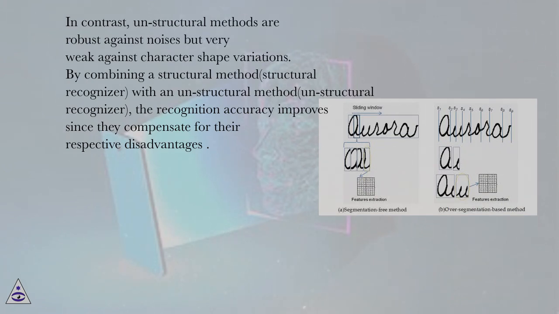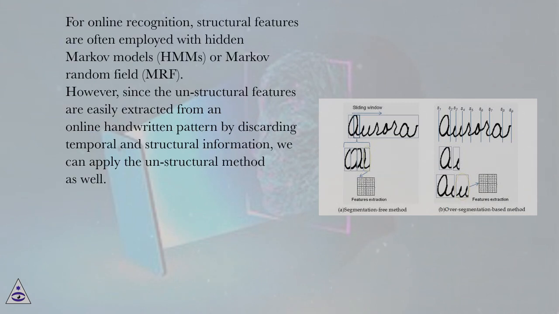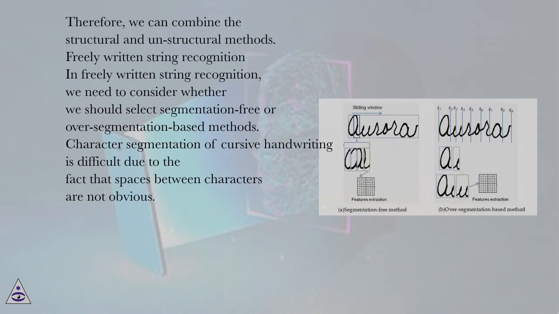For online recognition, structural features are often employed with hidden Markov models, HMMs, or Markov random fields, MRF. However, since the unstructural features are easily extracted from an online handwritten pattern by discarding temporal and structural information, we can apply the unstructural method as well. Therefore, we can combine the structural and unstructural methods.